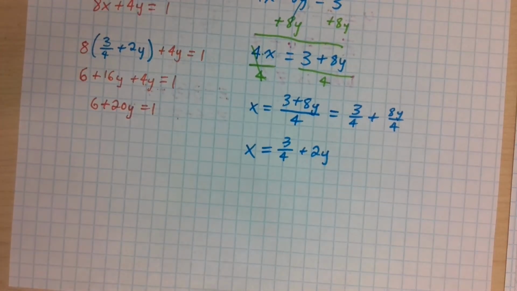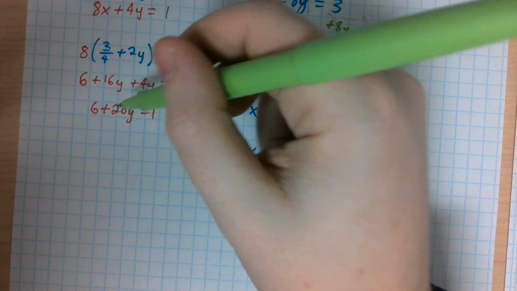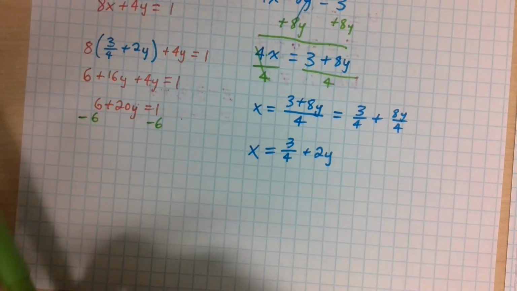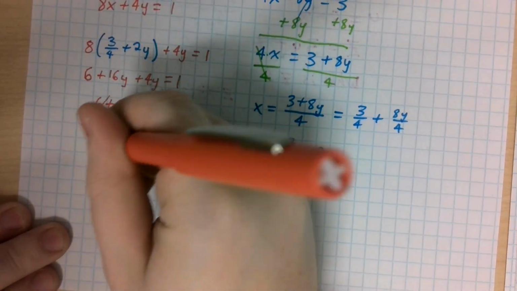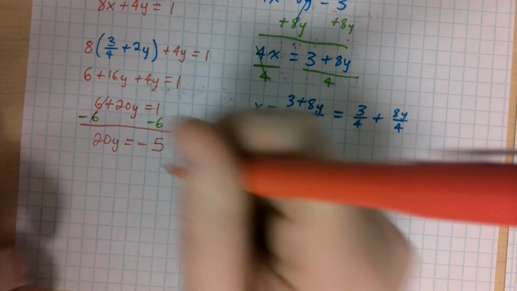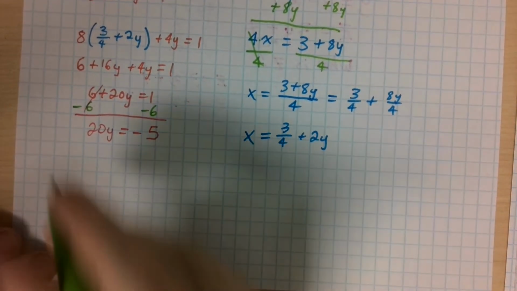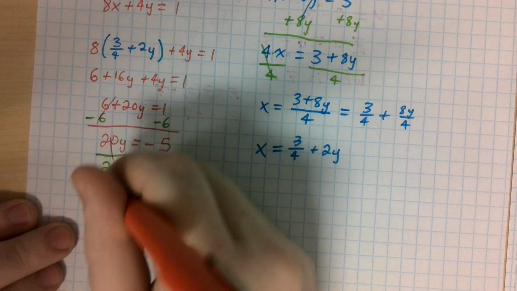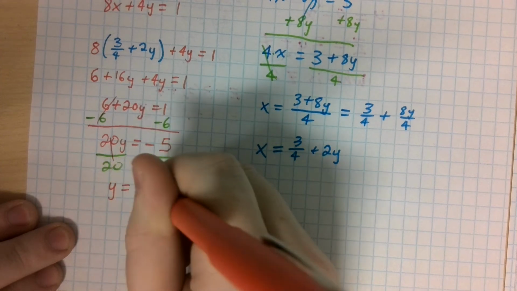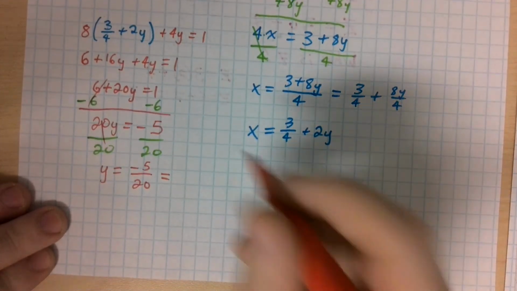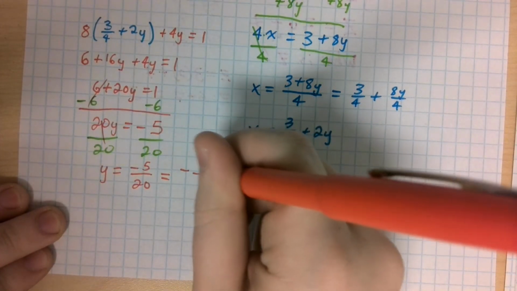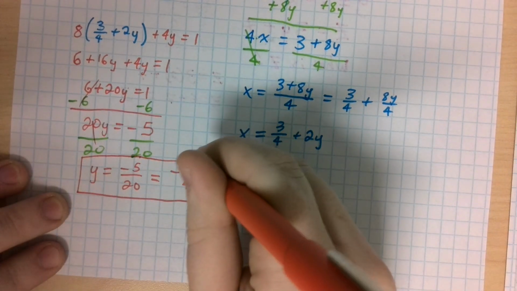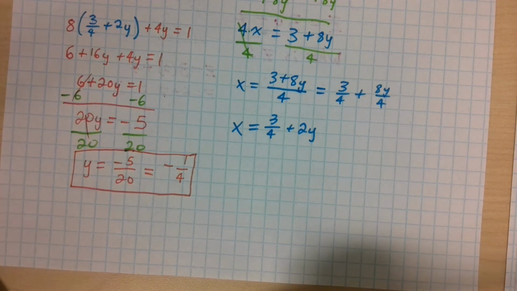And now we just need to get y by itself. How do we do it? We get rid of any addition or subtraction first. So we're going to subtract 6 from both sides, giving us 20y equals negative 5. How do we get rid of the 20? Well, since it's being multiplied, we divide it out. So we divide both sides by 20. These cancel, giving us y equals negative 5/20. And negative 5 over 20 can be reduced down to negative 1 over 4. We now have our first solution. y equals negative 1/4. What do we do with it?